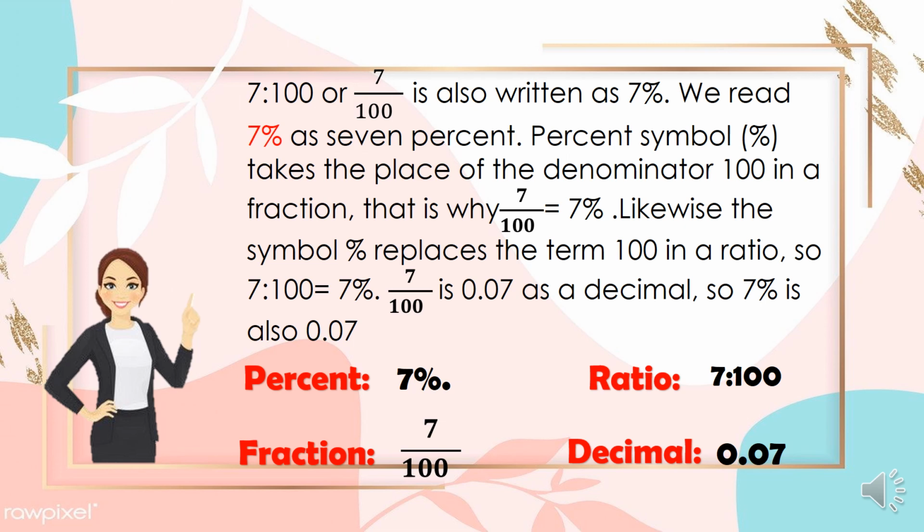So, for percent, we have 7%. For ratio, we have 7:100. For fraction, we have 7 over 100. And for decimal, that is 0.07. So, these numbers are actually the same in value.